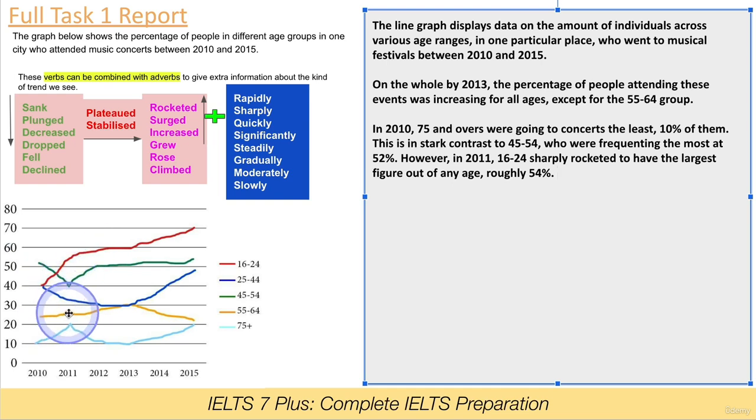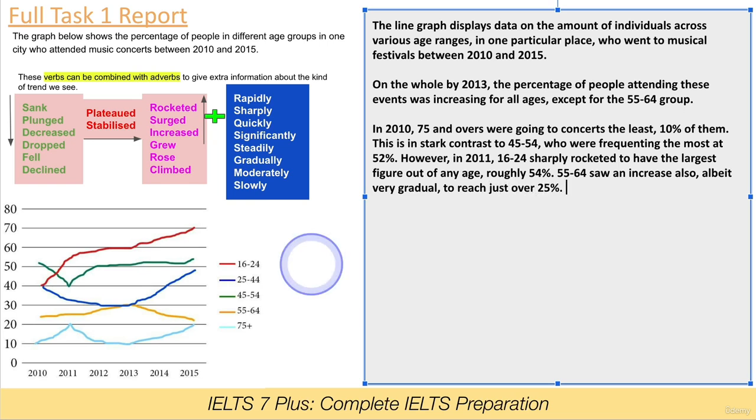What else is happening? 55 to 64, 55 to 64 saw an increase also, albeit very gradual, to reach maybe 20, just over 25, to reach just over 25%.